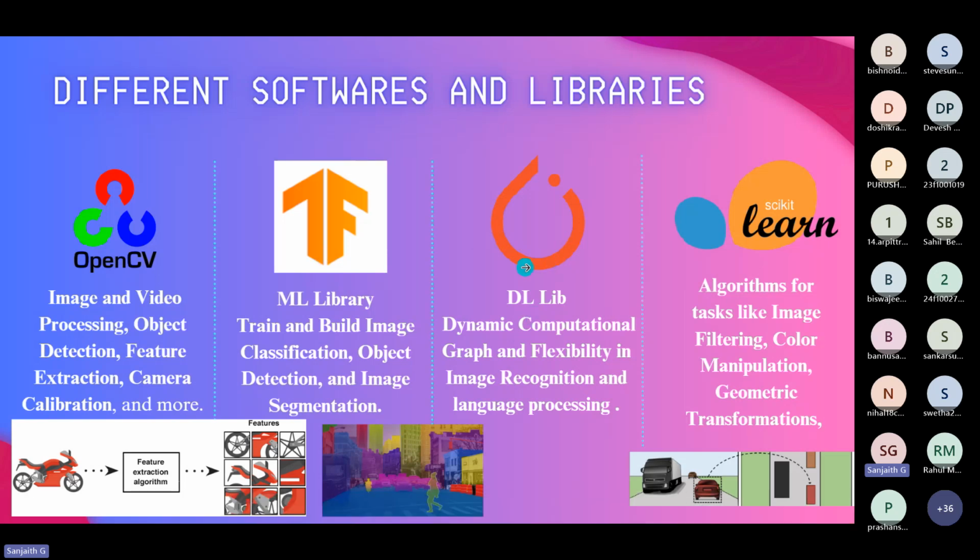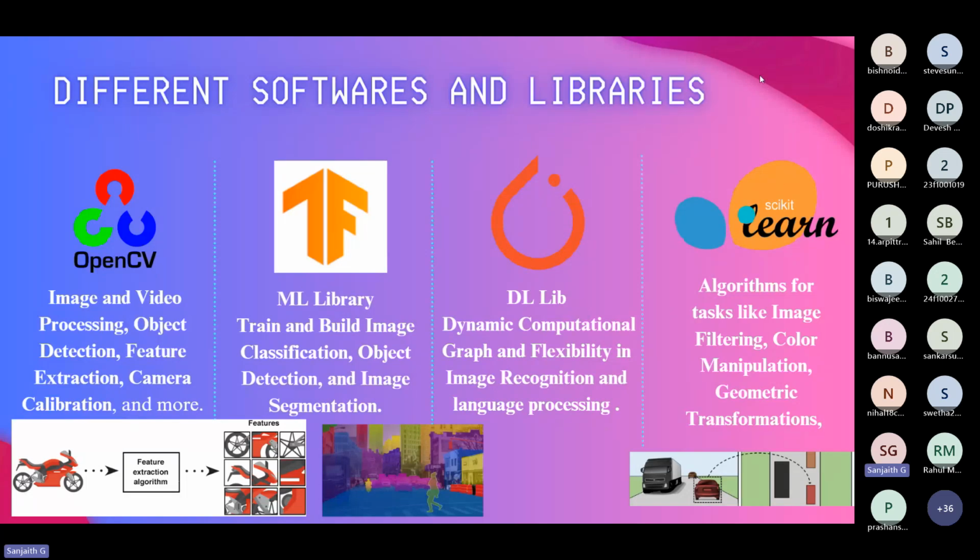And next comes PyTorch. PyTorch is a deep learning library, and it is more useful for image recognition and natural language processing. In the sense of image recognition, if you give it some environment, it should be able to detect things in the environment. It should be able to give a real-time description of the image. For that, you will be using PyTorch.